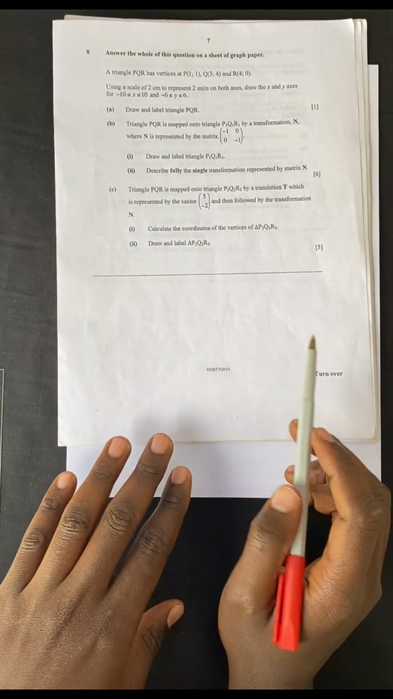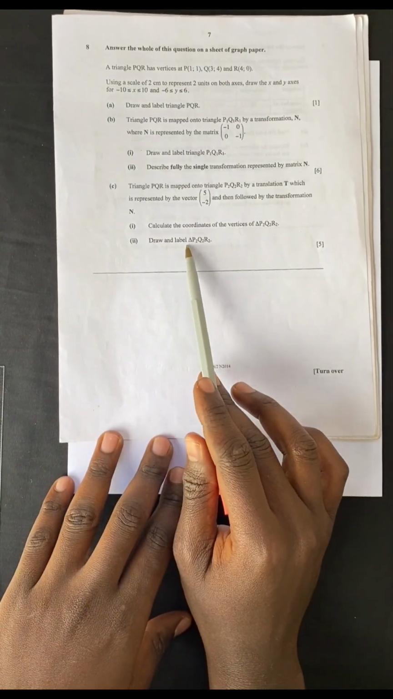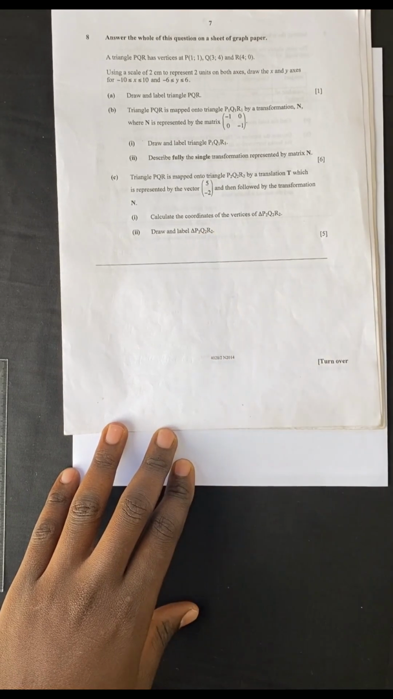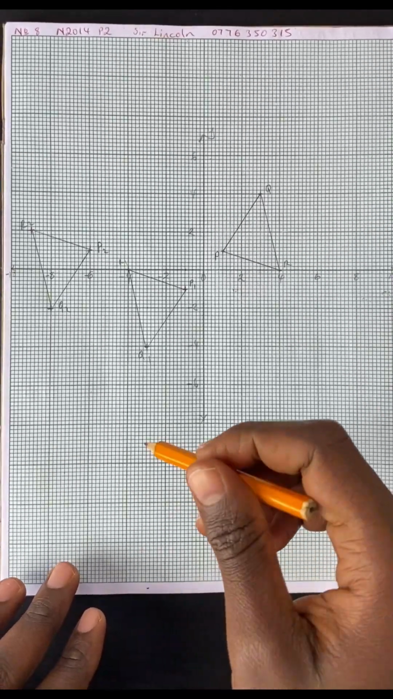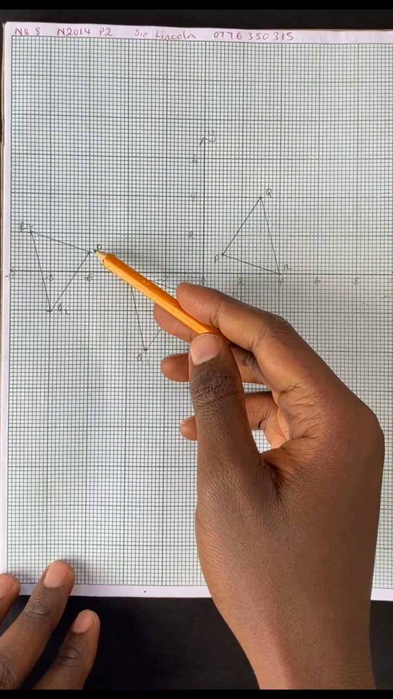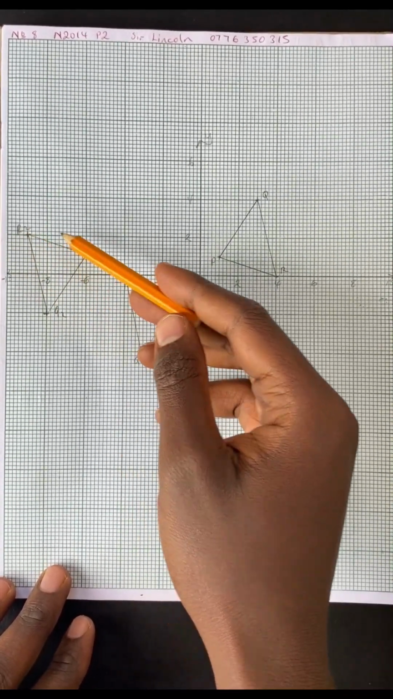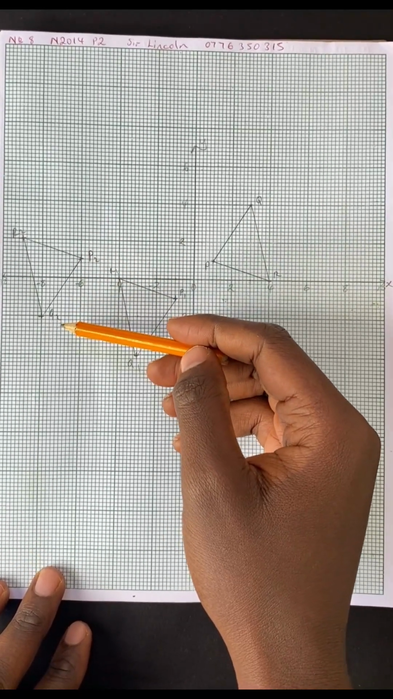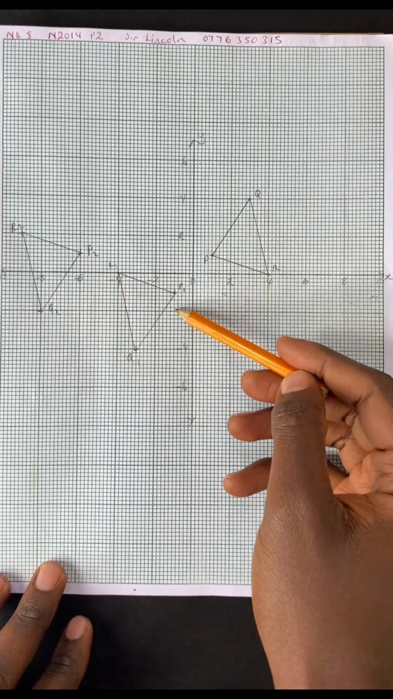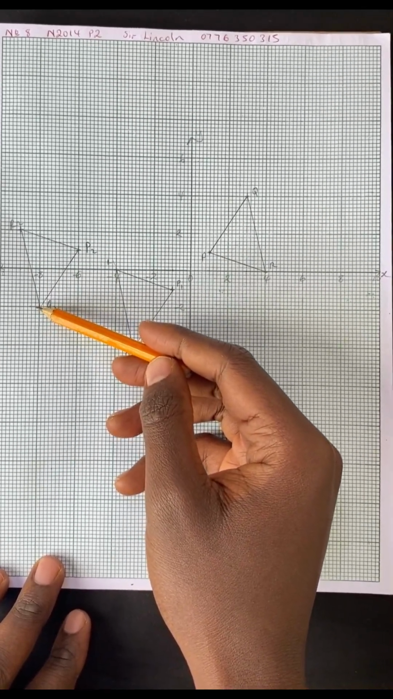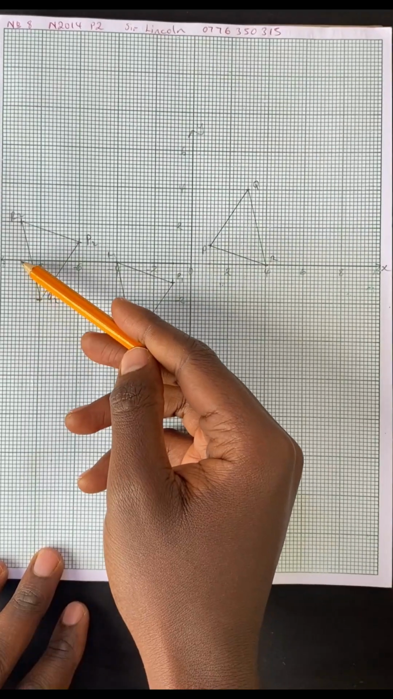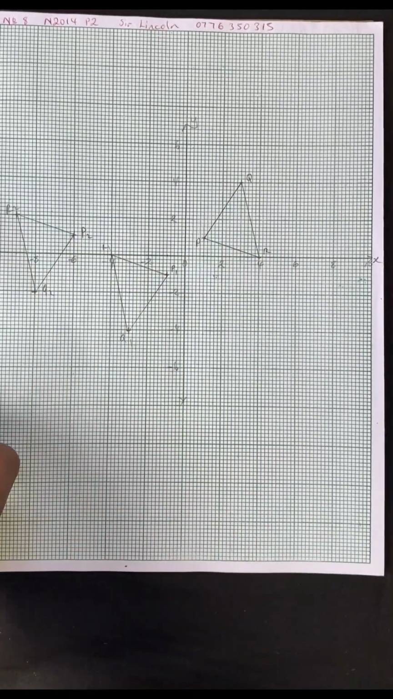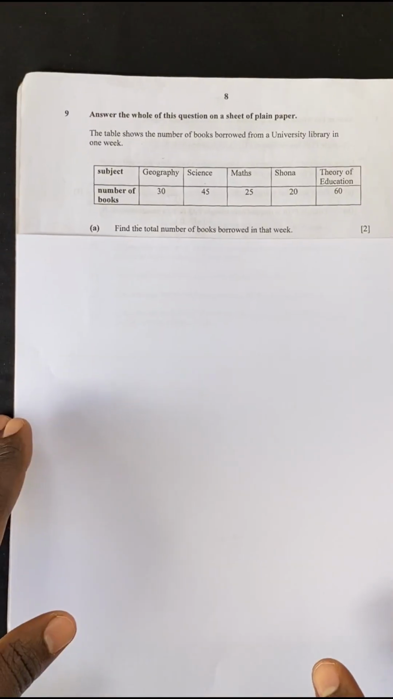Then the last part says draw and label triangle P2, Q2, R2. So this is our triangle P2, Q2, R2. Our P2 is minus 6 and 1, and Q2, that is minus 8 and minus 2, and then our R2, that is minus 9 and 2. So that's for question 8.